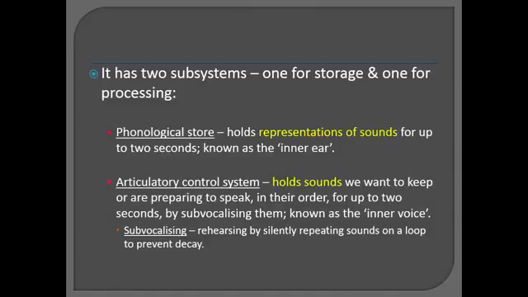And they suggest that the phonological loop has two subsystems that help it work. So there's a phonological store. If you think about a store, this holds the representation of sounds for up to 2 seconds, known as the inner ear. So holding those sounds, storing sounds for 2 seconds, that inner ear, we can put that information together. And the articulatory control system. This holds sounds we want to keep or are preparing to speak out aloud. It holds their order for up to 2 seconds by sub-vocalizing them, which is known as the inner voice. Sub-vocalizing is rehearsing or silently repeating a sound on a loop to prevent decay.